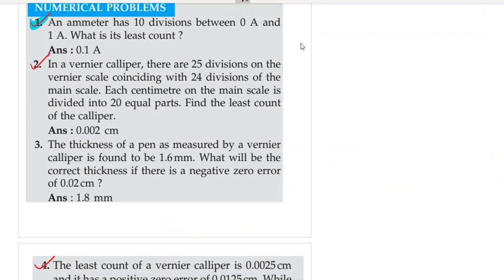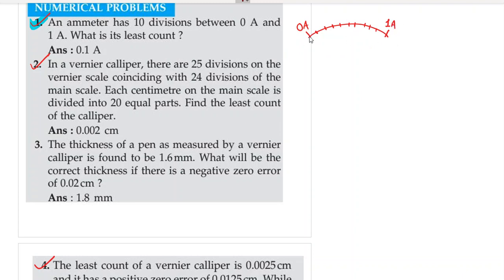An ammeter has 10 divisions between 0 and 1 ampere. What is the least count? So 0 and 1 ampere can be thought of as, see, suppose this is the scale of the ammeter. This is how it is. It is like a semicircular or an arc-like scale. Okay, so this is 0 ampere and here is 1 ampere. And there are 10 divisions between them: 1, 2, 3, 4, 5, 6, 7, 8, 9 and 10. So these 10 divisions are there between 0 and 1 ampere.